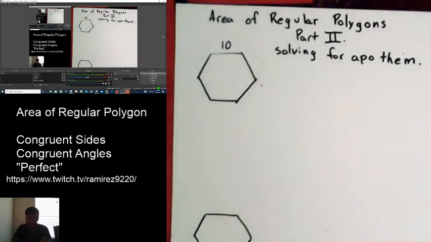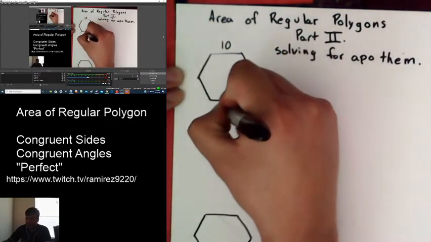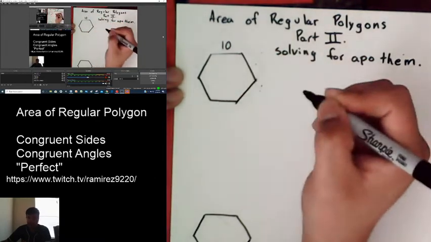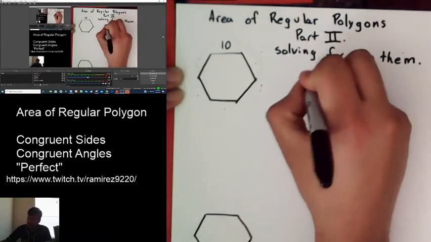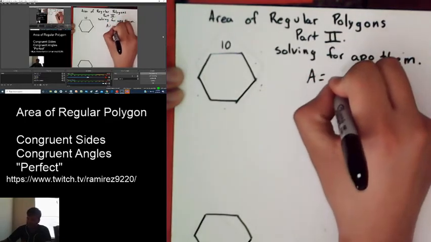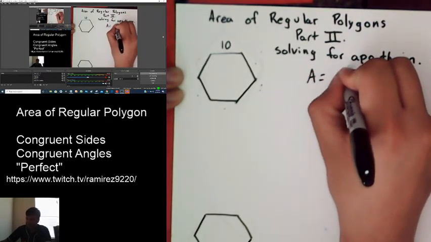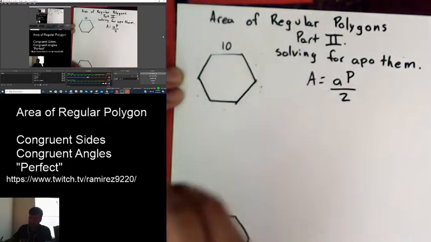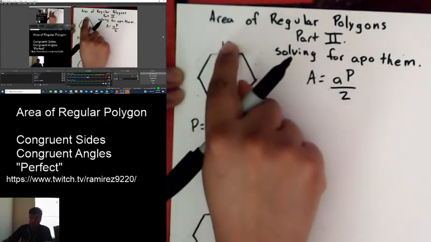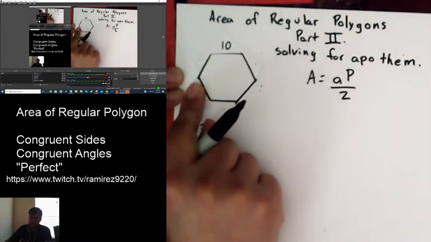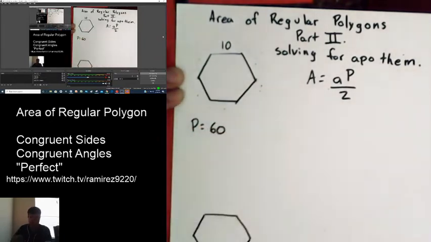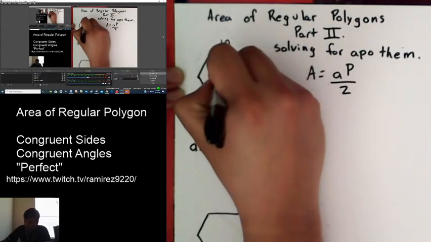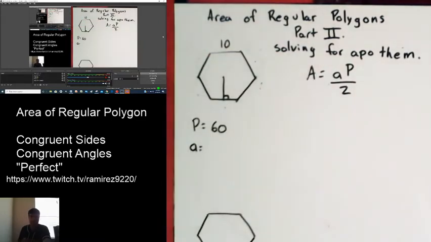Well, if that side is 10, we know that all the other sides should also be 10, right? That's 10, that's 10, that's 10, that's 10, 10, 10. And remember how the area in a regular polygon is your apothem times the perimeter divided by 2. We can easily calculate the perimeter here as 10 plus 10 plus 10 plus 10 plus 10 plus 10, right? Which gives us 60.